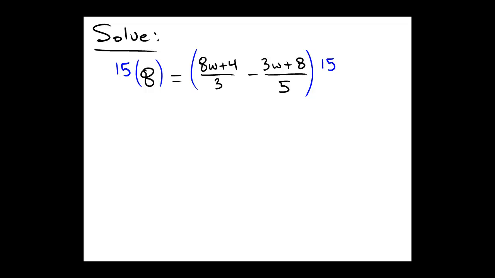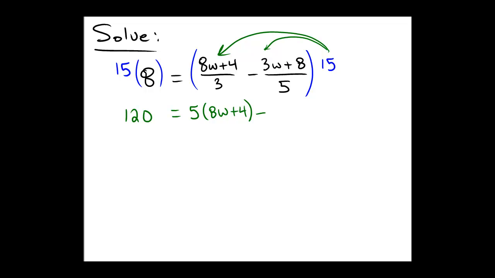15 times 8 is 120. 15 multiplied against that first fraction is going to allow the 15 to reduce with the 3 in the denominator to leave you with 5 multiplied against the numerator. Now, although there were no parentheses in the problem as written, a fraction line is a tacit grouping symbol, so we need to put parentheses around the 8w plus 4. So what do you think we're going to get over here?